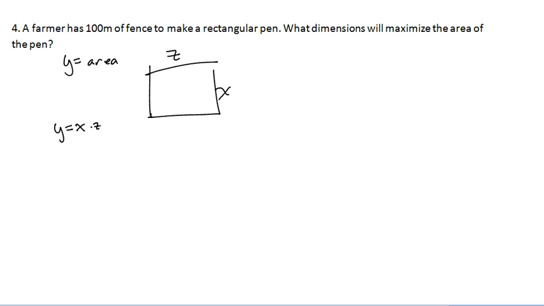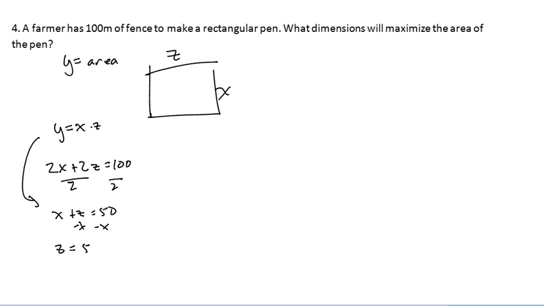And the total amount of fence is 100 meters, so I'm going to need 2 x's and 2 z's to add up to 100. Can divide both sides of that by 2, make things a bit simpler. I get x plus z equals 50. And now I'm going to combine these two by substitution like I did on the last page. So minus x from both sides, I get z equals 50 minus x. Sub it into my area equation, and that is going to give me y equals x times (50 minus x).